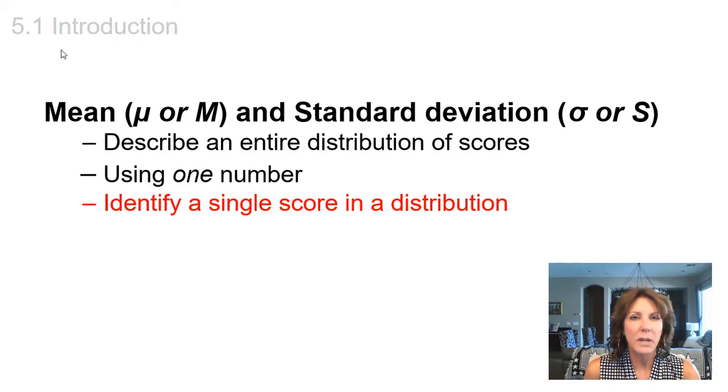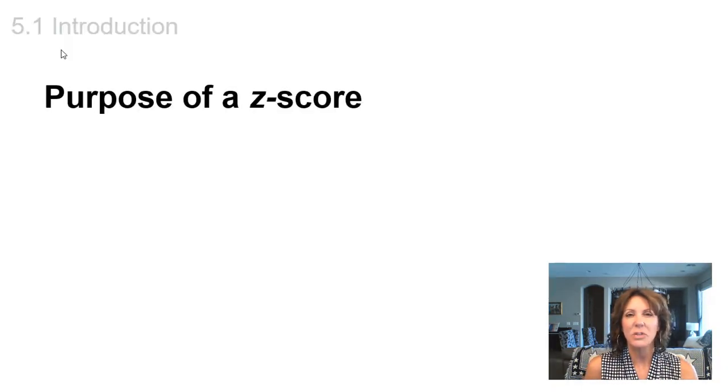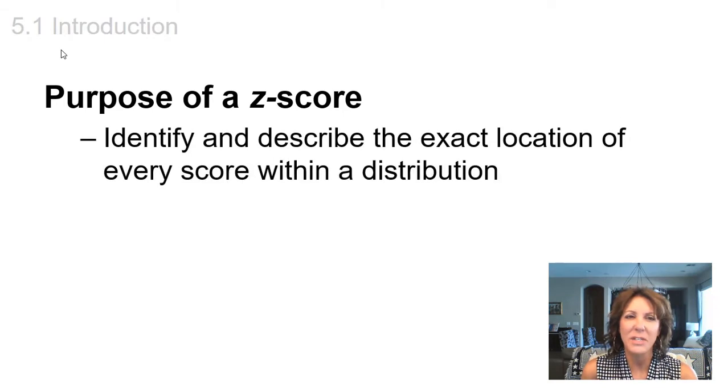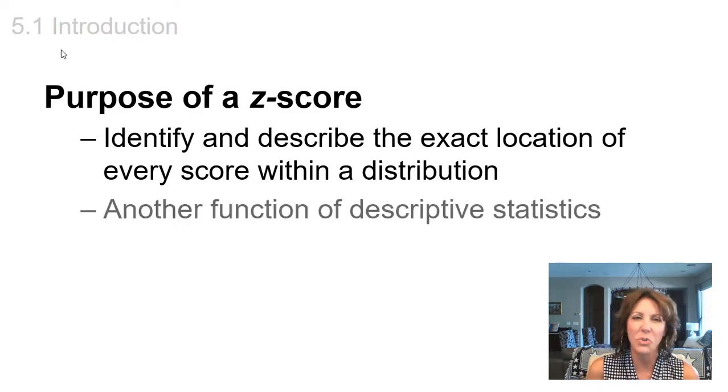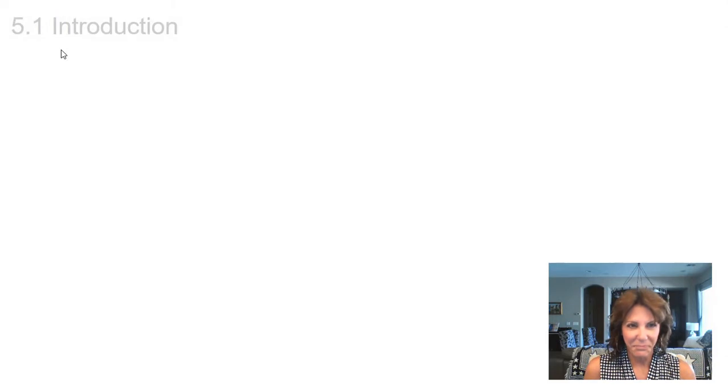But we can also do another type of descriptive statistics where we identify a single score in a distribution. In other words, we find out maybe the address of that one particular score, where it lies in the distribution. So to do this, we're going to be using z-scores. And the purpose of the z-score is to identify and describe the exact location of every score within a distribution. Like I said, to give it an address. We know exactly where that score is in relation to the other scores. This is another function of descriptive statistics.